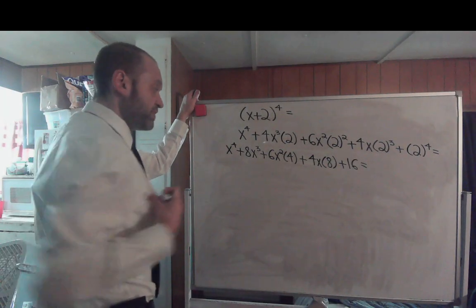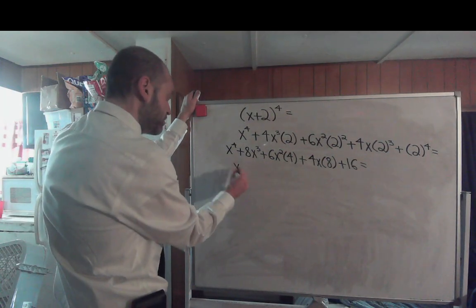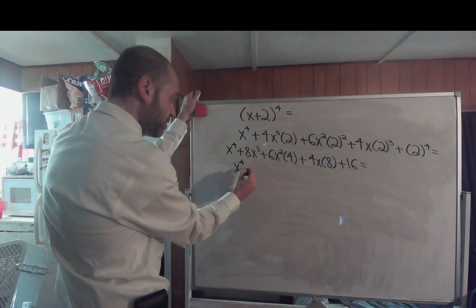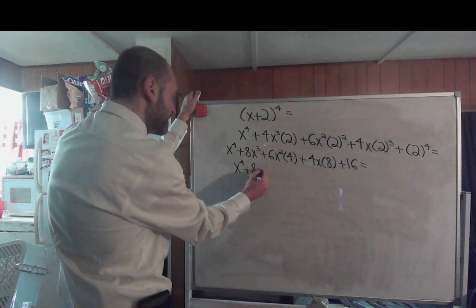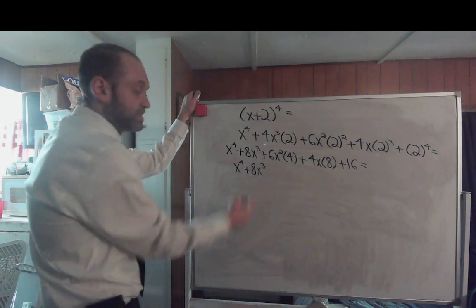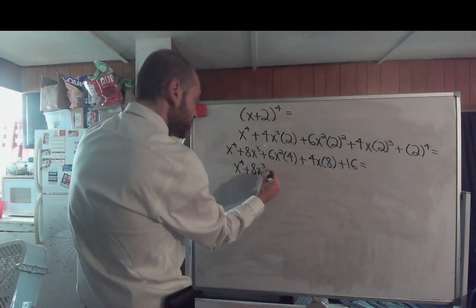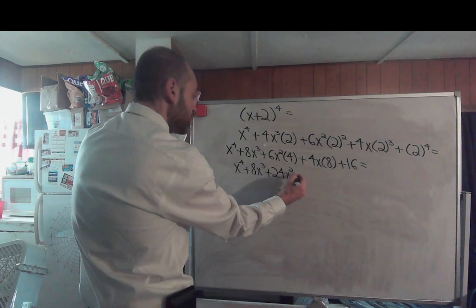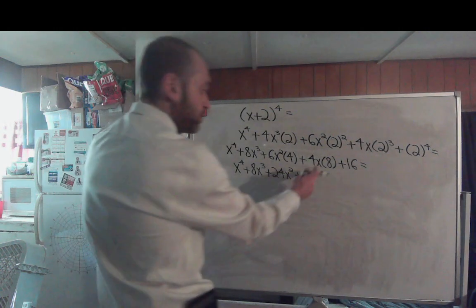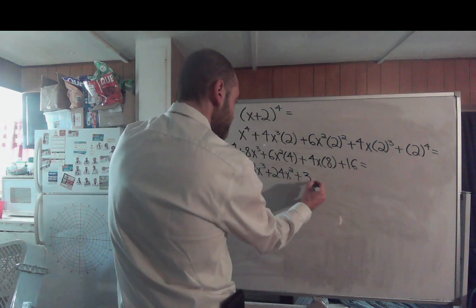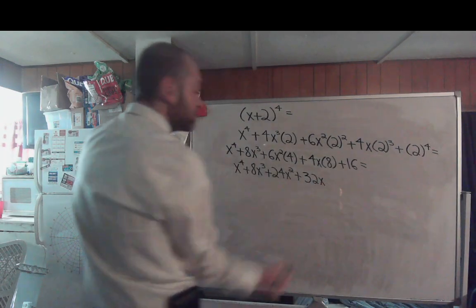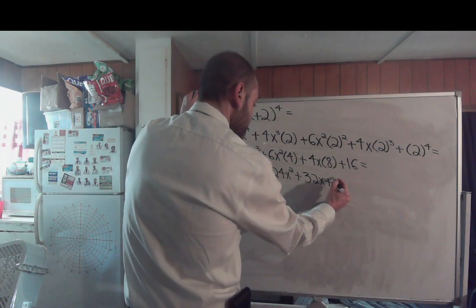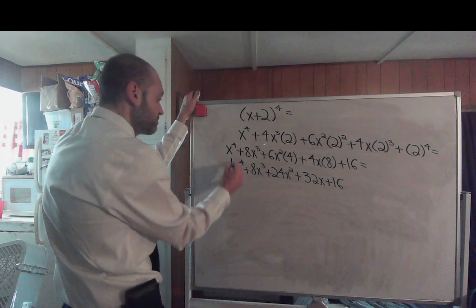Which, if we simplify one more time, the final result should be x to the 4th plus 8x to the 3rd, and then 6x squared times 4, so this should be plus 24x squared, plus my next term, 4x times 8, that should just be 32x, then plus 16. That would end up being all 5 terms.